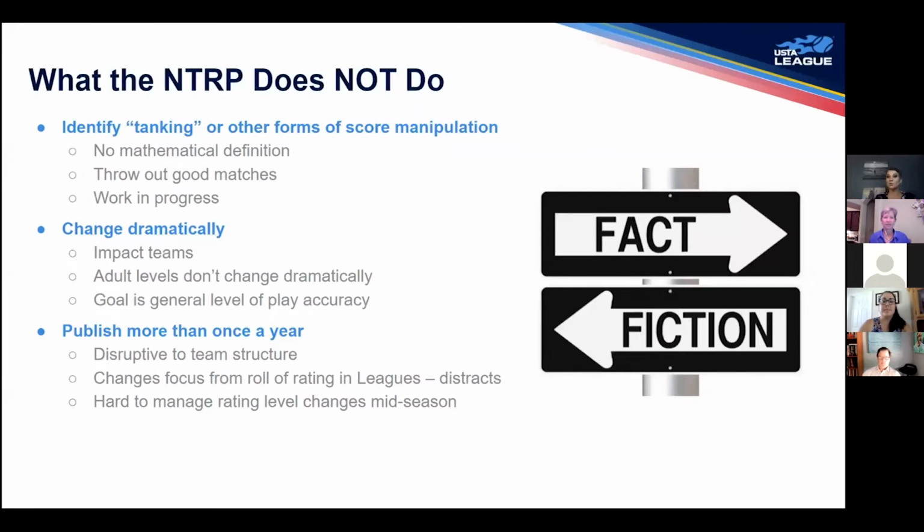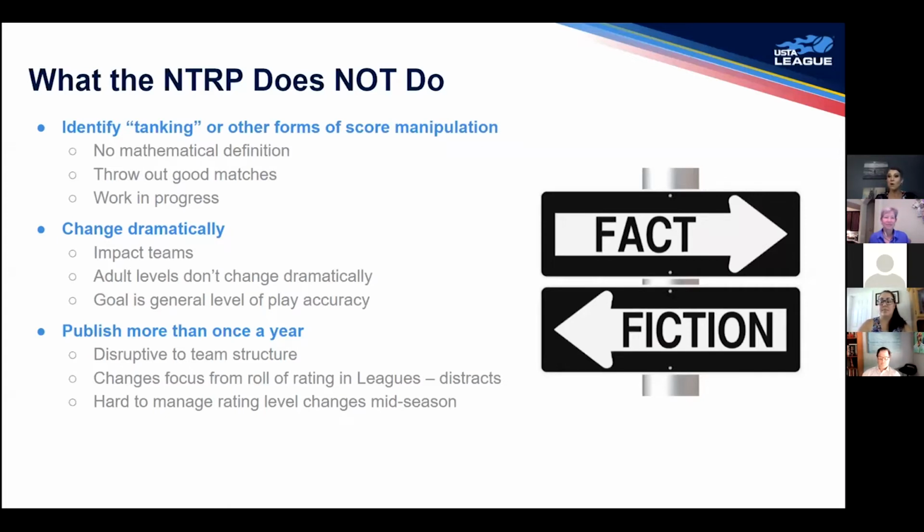What it does not do. So from doing these education sessions, I've heard a lot of questions over the years, so I always modify these slides to reflect some of the things that I've heard. One of the questions I get a lot is, why doesn't the NTRP throw out tanked matches? That's matches where players either cheated, sandbagged, lost on purpose, fill in the term that you use.